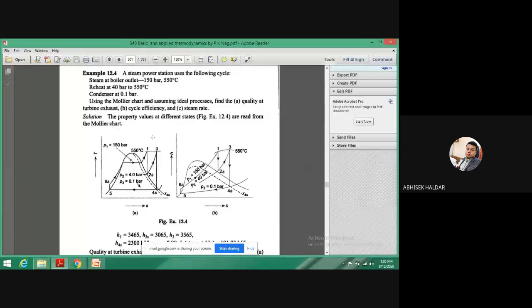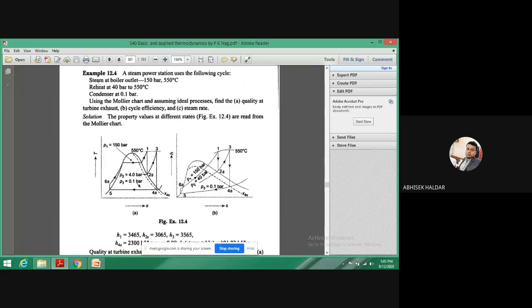You see, there is problem 12.4. Only this problem will be given. This T-S and H-S plot will obviously not be given in your problem. These two things you have to draw basically. So what is written? A steam power station uses the following cycle. That means these are the conditions given at the steam at boiler outlet.